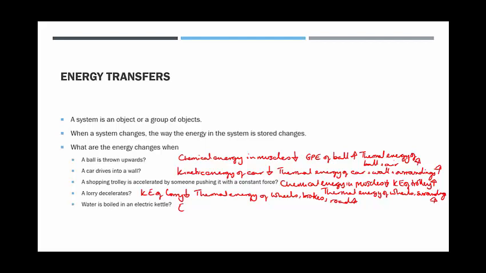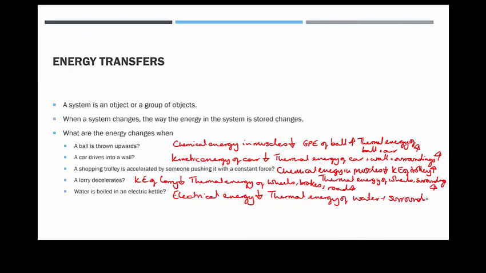And finally, when we're boiling water in an electric kettle, we're starting off with electrical energy, so the electrical energy decreases, and that is being converted into thermal energy. Now, the useful thermal energy in this case is the thermal energy in the water, but we've also got waste thermal energy going into the materials of the kettle and the air surrounding it. So we've got thermal energy stores of water and the surroundings increasing.